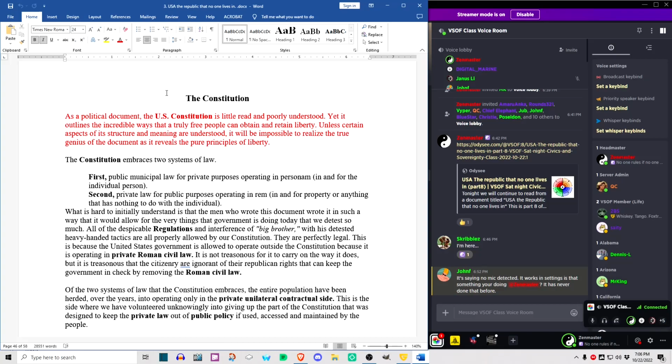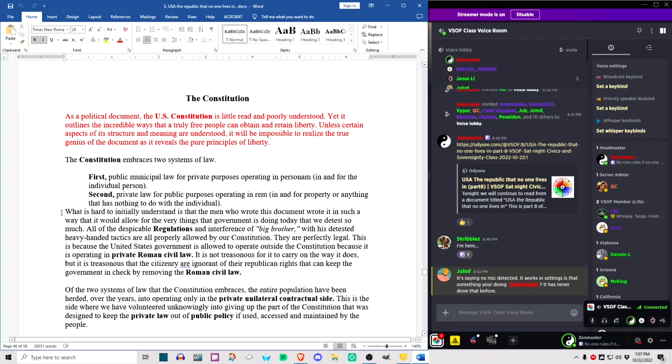The Constitution embraces two systems of law. First, public municipal law for private purposes operating in personam, in and for the individual person. Second, private law for public purposes operating in rem. The definition of in rem means an action against a thing. Okay, so that's what in rem means. In and for property or anything that has nothing to do with the individual.